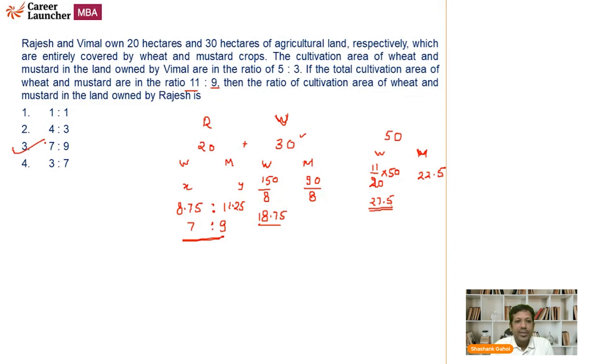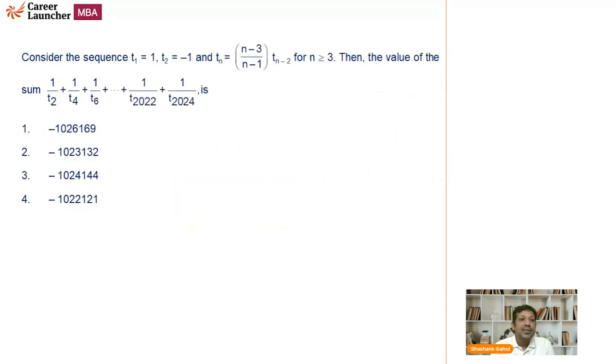Now let's move on to the next question. What does it say? Okay. Consider the sequence this, and what does it say? Okay. And the question is talking about T2, T4, T6, and so on. And it is talking about this. Okay. So T2 is given to us as -1. So what is the value of T4? T4 is equal to 4 minus 3, that is 1, upon 4 minus 1, that is 3, into -1. So this value is going to be what? -1 upon 3. Fair enough.